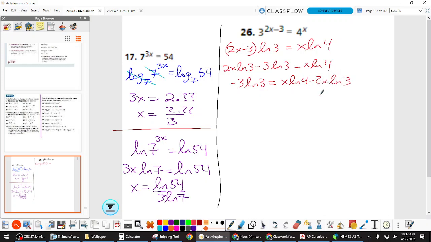Okay, now what? Yep, so factor off your x, and leave the 2 left behind with the natural log of 3. Okay, and then we just divide.